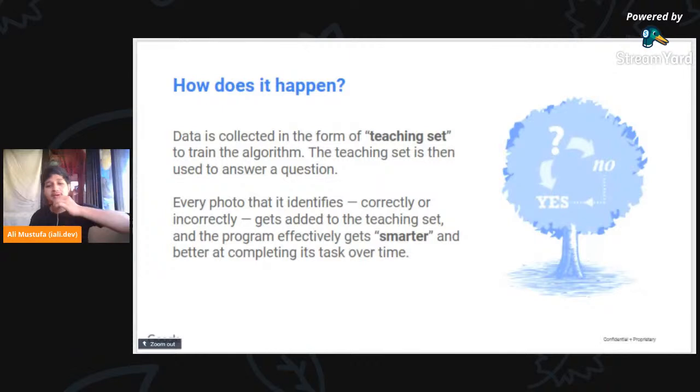So how does machine learning happen? Usually we have a term called a teaching set. It is a data set which trains the algorithm. Then we have a model which uses this teaching set to train that algorithm. Over time, the model classifies correctly or incorrectly, and it gets smarter over time with experience.